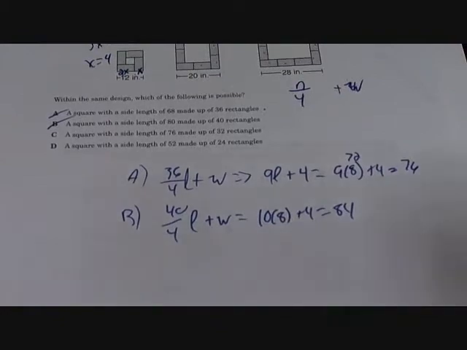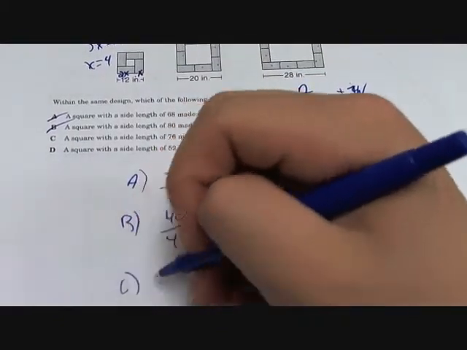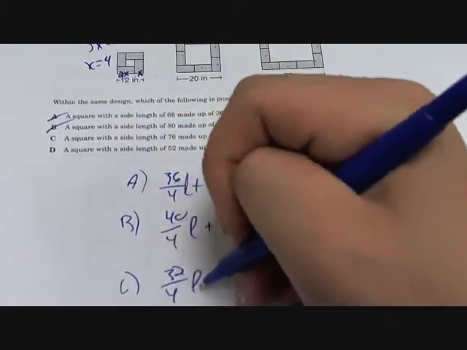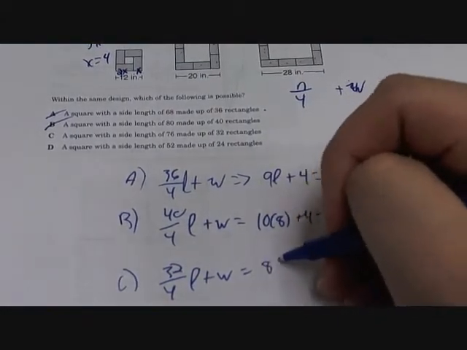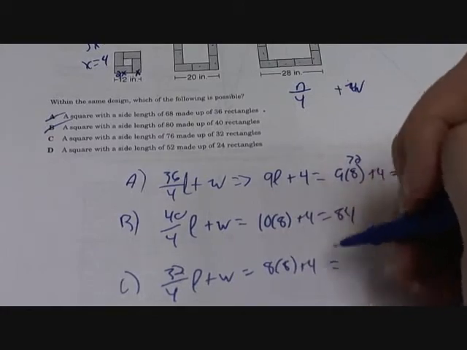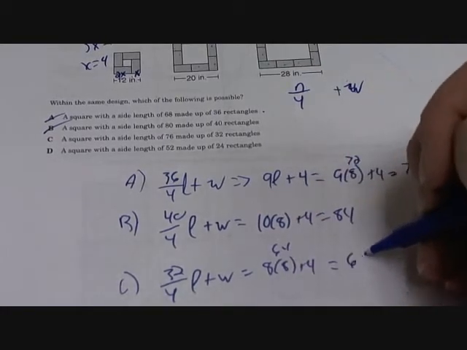C, a square side with 76 made of 32. 32 divided by 4 times length plus the width. 32 divided by 4 is 8. 8 times 8 plus 4. 64 plus 4 is 68. So that one's wrong.